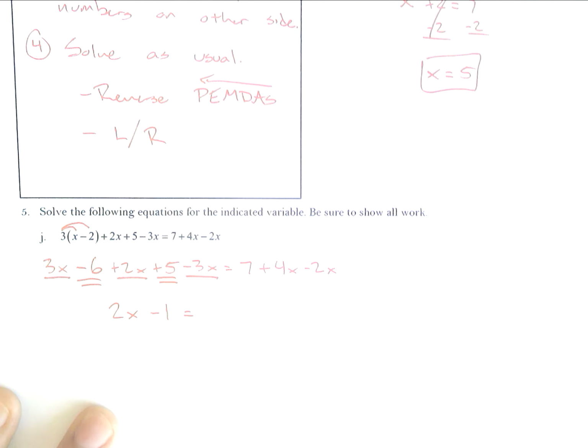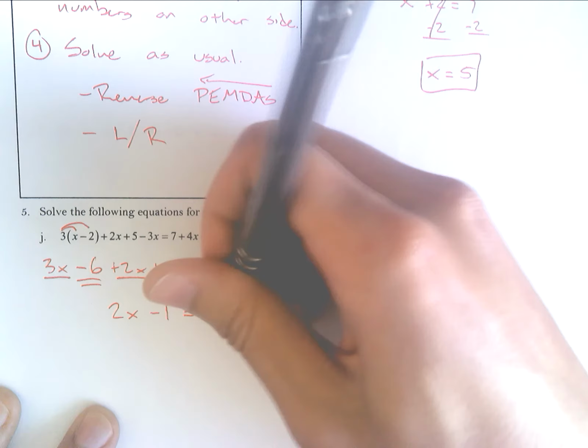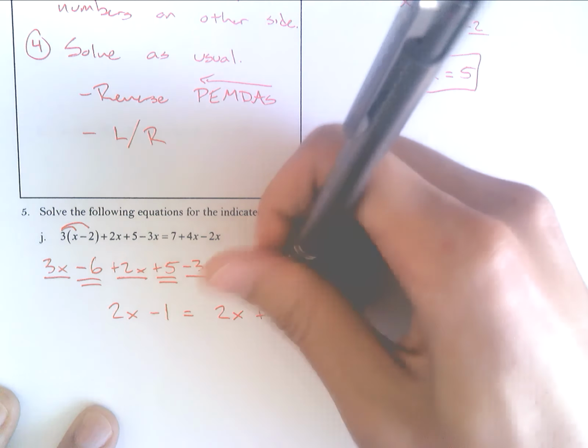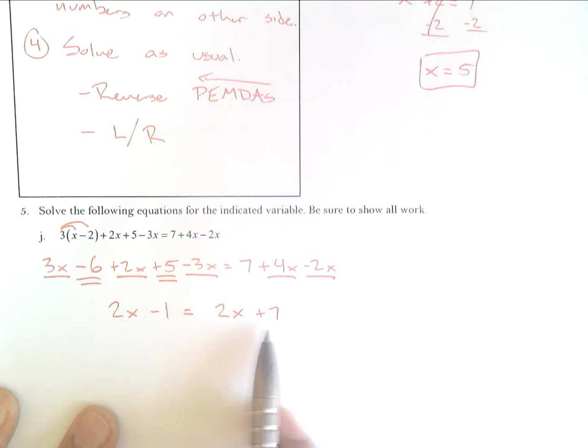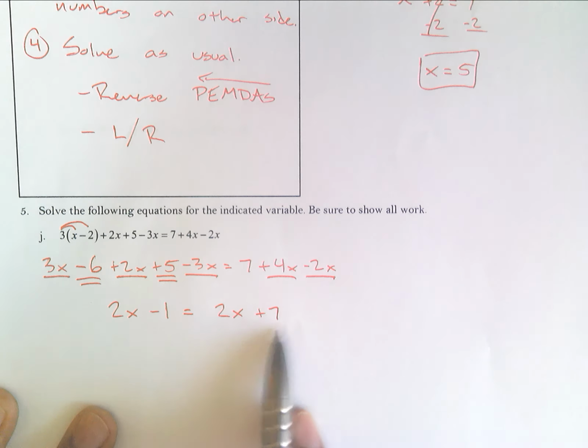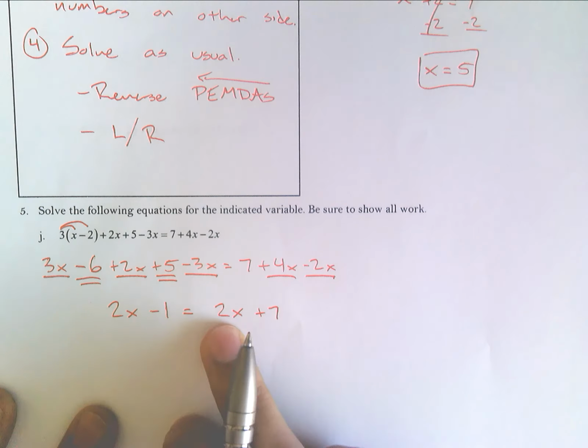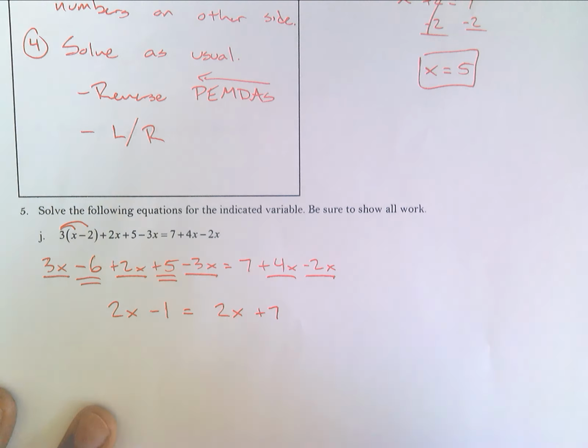On the right-hand side, I see we have a 4x and a negative 2x. So 4 minus 2 gives us 2. So we have 2x. And then plus 7. So I like to write my variables first and then just my numbers second. If you have 7 plus 2x, that's fine as well. It doesn't matter as long as you keep them straight. So, you keep your variables with your variables and your numbers with your numbers. Okay.